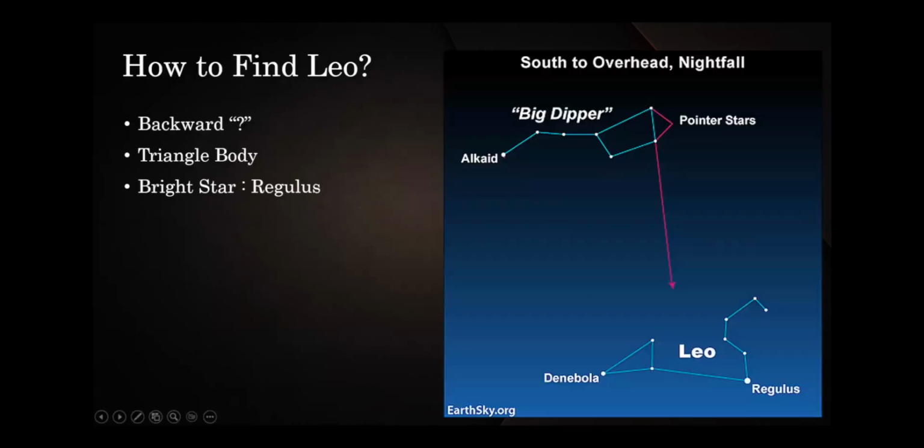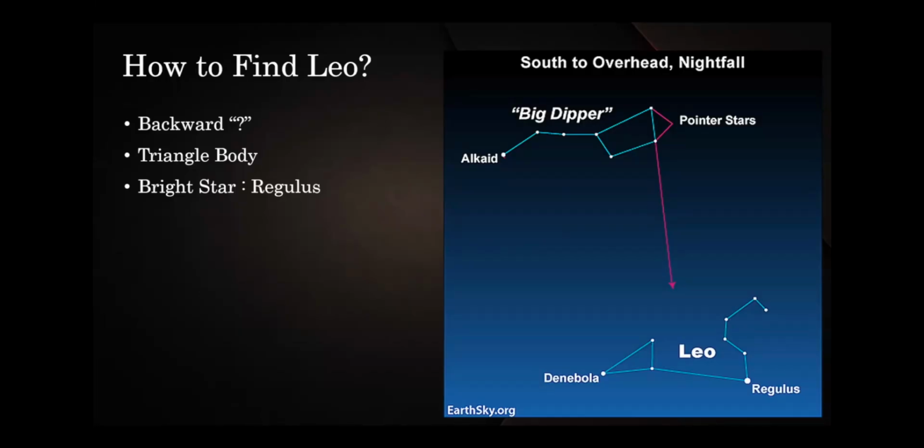So, how to find Leo? The easiest feature is the sickle. We can just look for the reverse or mirrored question mark symbol, and that represents the head of the lion. Also, if we follow the Big Dipper and connect those two lines, we can make an imaginary straight line that should point to Leo.